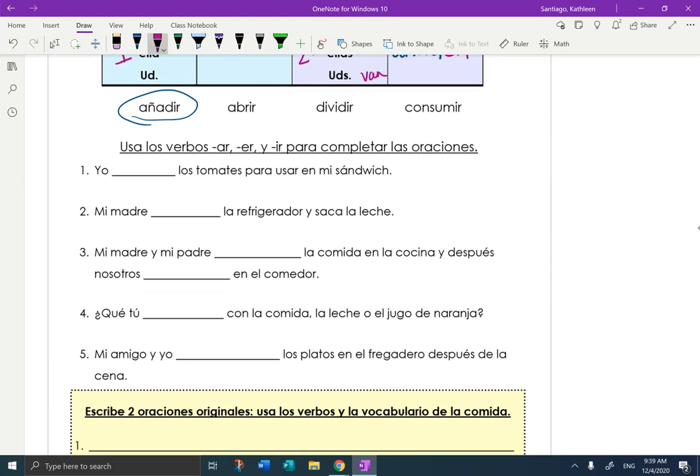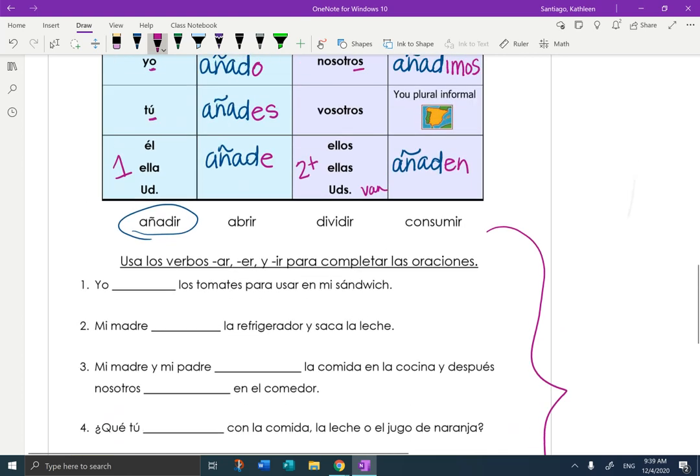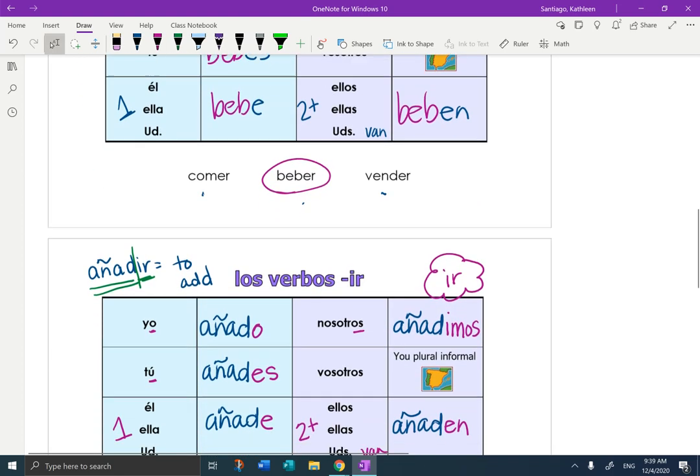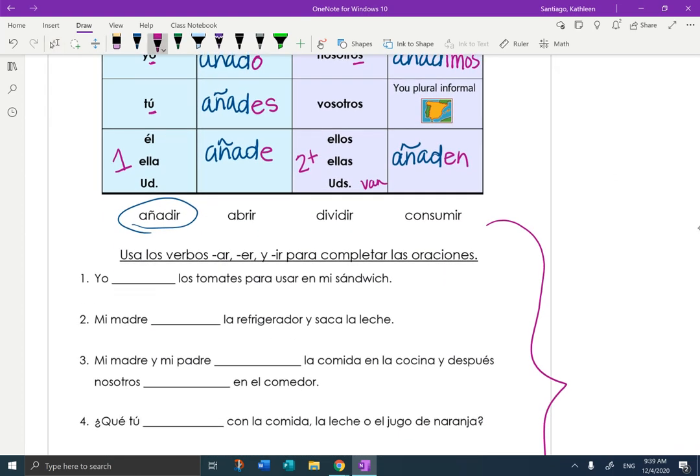Now, this is your work on your own. What verb makes sense? Yo blank los tomates para usar en mi sándwich. What do I have to do to the tomatoes? Find a verb that's listed on this page. Example, I'm going to take cut. I'll do the first one with you. So just to help me, I'm going to write it on the end, cortar. Now I have to take it, conjugate it to match yo. Chop and add. Yo corto los tomates para usar en mi sándwich.